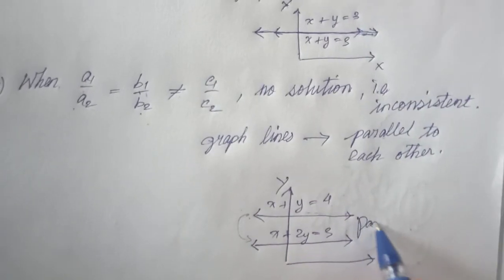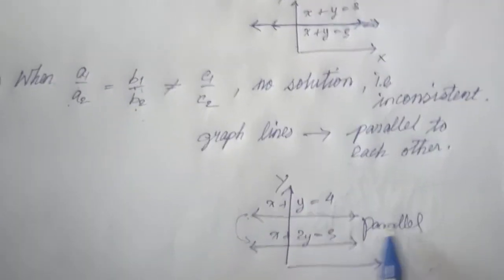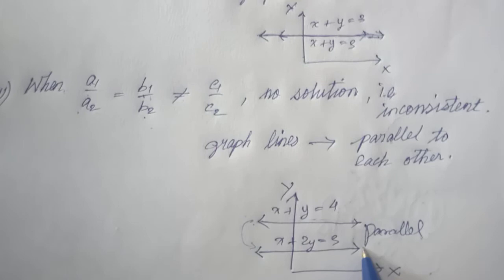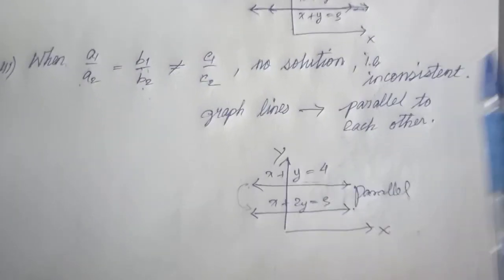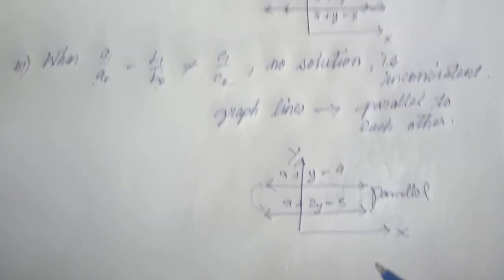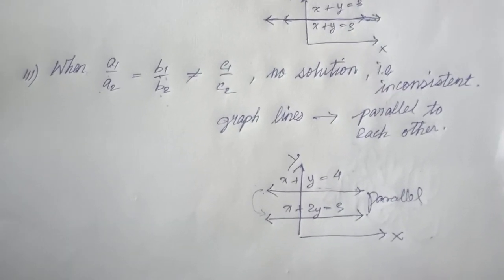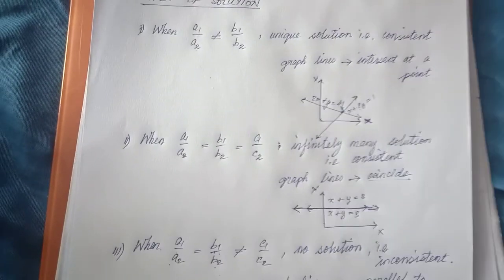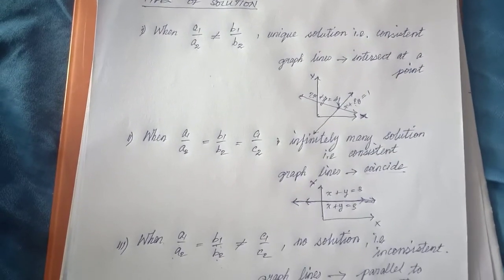So parallel means that we cannot have the exact value for x and y. So we have no solution: inconsistent and parallel lines. So these three are very important. You have to know them and learn them by heart. So study very hard.